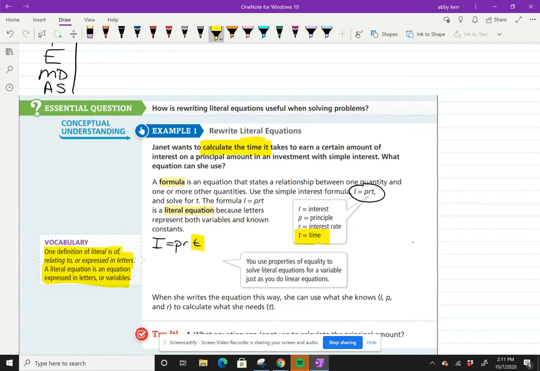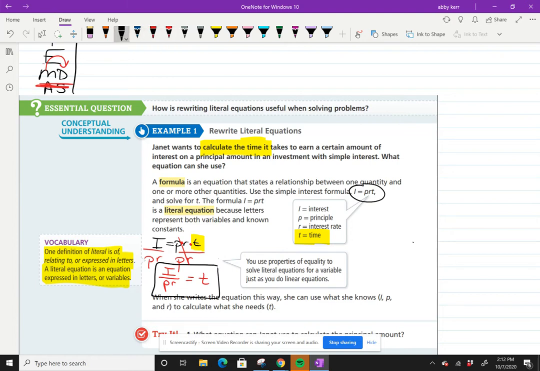So you have to ask yourself, how are P and R related to T? What's happening there? It's related through multiplying. Since there's no adding or subtracting, we can skip that step. We learned the opposite of multiplying is division. So we are allowed to divide by P and R. Now PR over PR goes away, and we are left with T equals I over P times R. So that's actually going to be our answer.